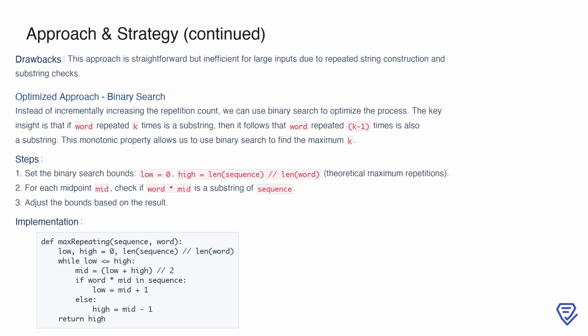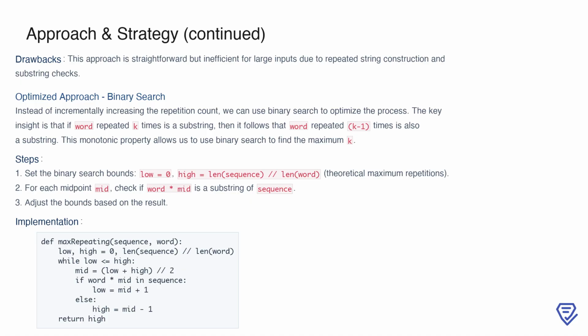To address this, we turn to an optimized approach using binary search. The key insight here is that if the word repeated k times is a substring of the sequence, then the word repeated k-1 times must also be a substring. This monotonic property allows us to use binary search to efficiently determine the maximum k. The process begins by setting binary search bounds. Low starts at 0, and high is the theoretical maximum repetitions, calculated as the length of the sequence divided by the length of the word. For each midpoint, we check whether the word repeated mid times exists as a substring in the sequence. Based on the result, we adjust the bounds.